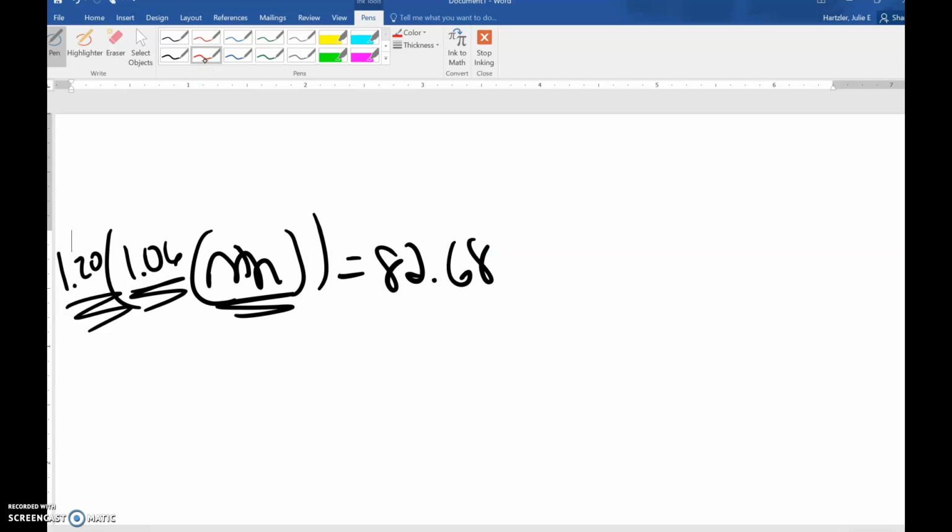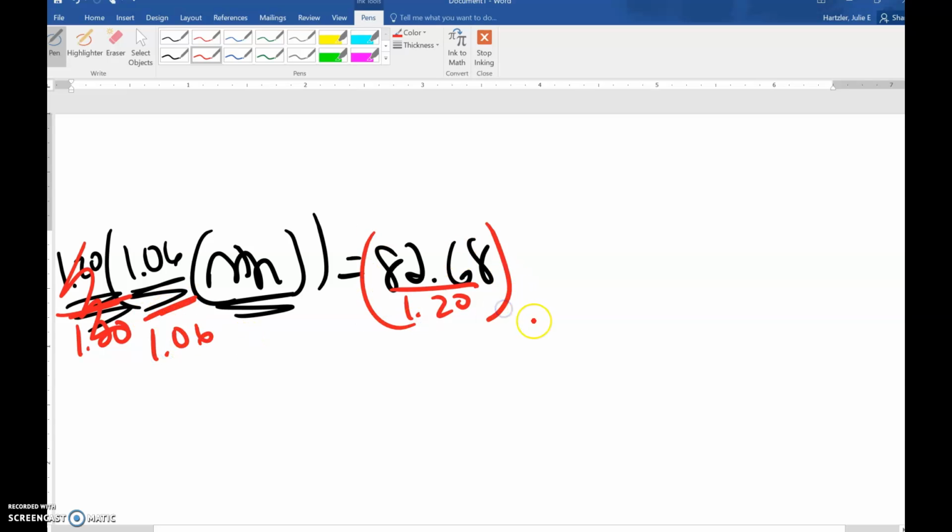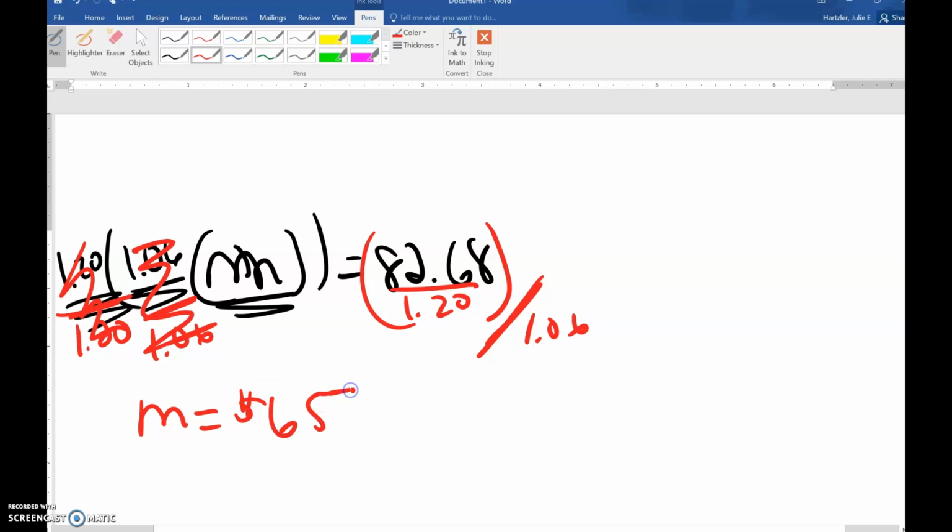So you can do this a couple ways. One way is to undo it backwards, so divide by 1.20 to get rid of your tip, and then get that answer and divide that answer by 1.06 to get rid of the tax. And so if you divide twice, you should get that your massage was, what, $65? So that's one way of doing it.